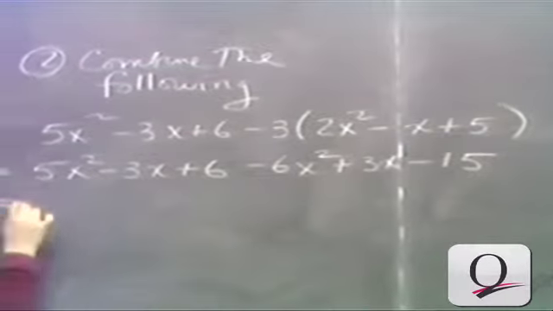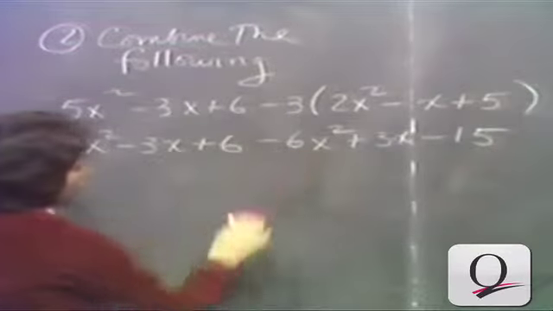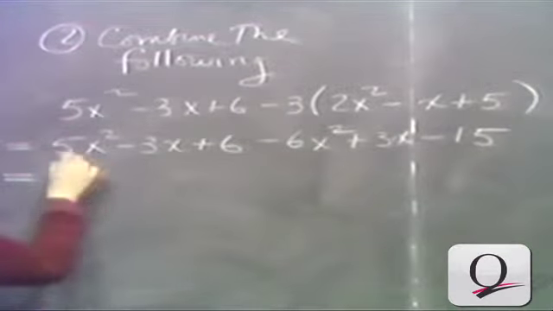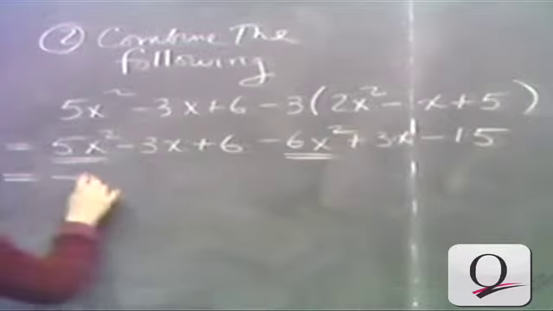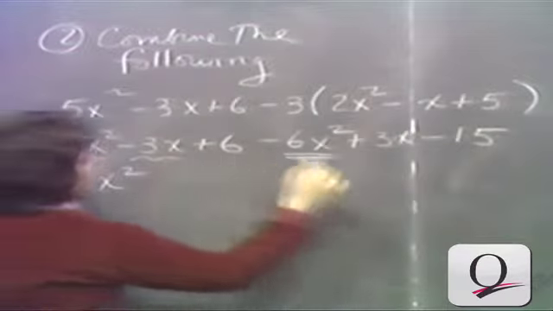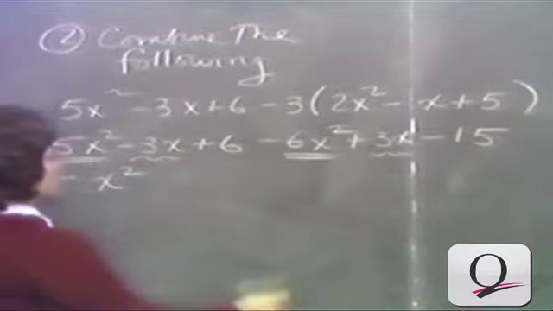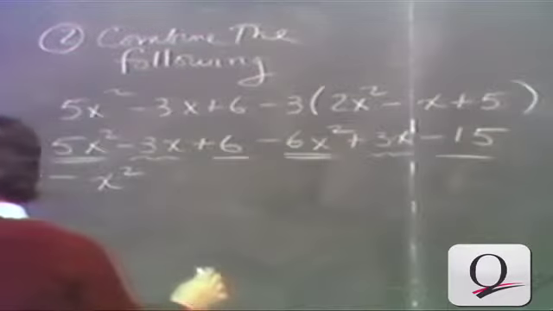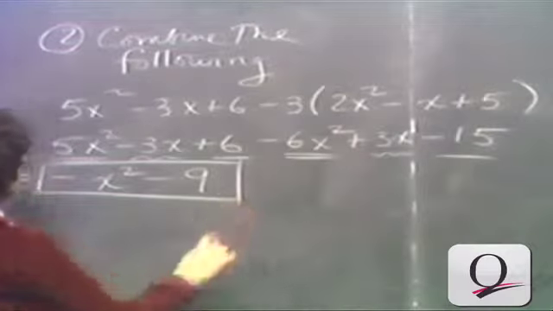Now we would like to simplify. We're going to be combining the like terms. Well, we have a 5x squared and a minus 6x squared. These are like terms. They have the same variable part. And we combine the numerical coefficients of the terms. 5x squared minus 6x squared, that's minus 1x squared. Then we have a minus 3x and a plus 3x, giving us 0x, and that drops out. And then finally the constants, plus 6 and minus 15 for a minus 9, giving us a final answer of minus x squared minus 9.